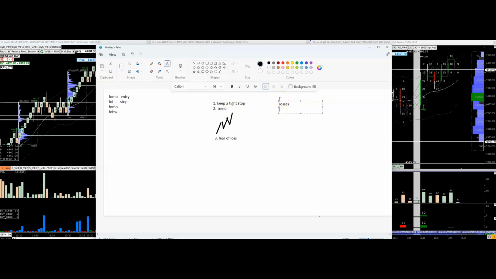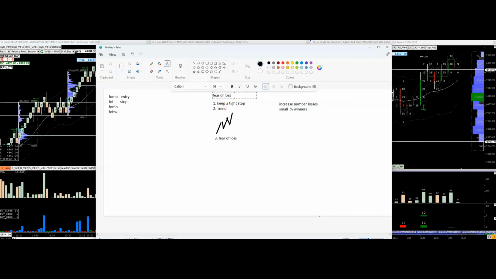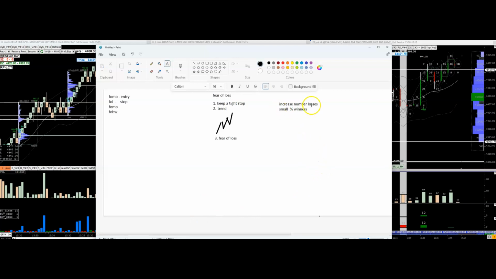And the second thing is cutting the winners short. So increase in the number of losses and small percentage winners. That's what I'm trying to say. All right, these 2 phenomena, an increase in the number of losses and a small amount of winners, are directly the result of this fear of loss. Fear of loss is responsible for this. It's responsible for an increased number of losses, and it's responsible for a small percentage of winners.